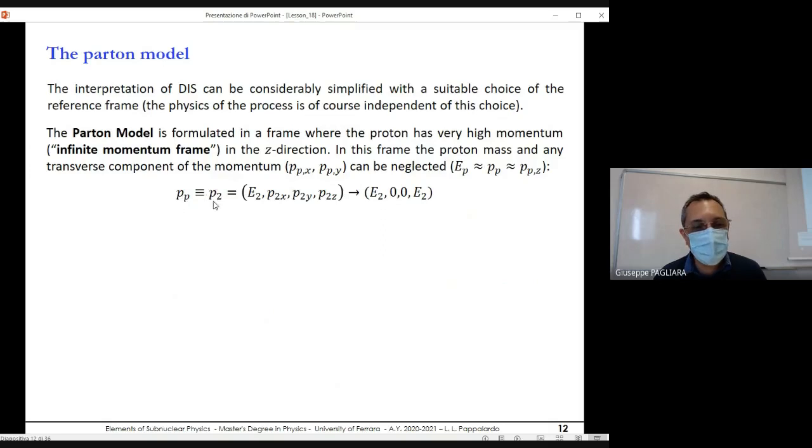And so we can now write down the 4-momentum of the proton in this infinite momentum frame. In general, it is given by these 4 components, but now in this frame, essentially the transverse components of the momentum are just 0, okay? And the Z component of the momentum corresponds to the total energy, because we are neglecting the mass. So this is the way we can represent the four-momentum of the proton in this infinite momentum frame, and so essentially in the Parton model.